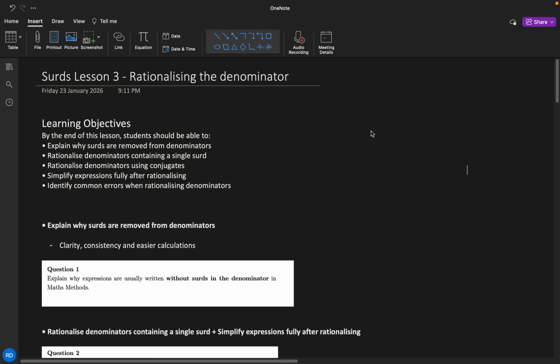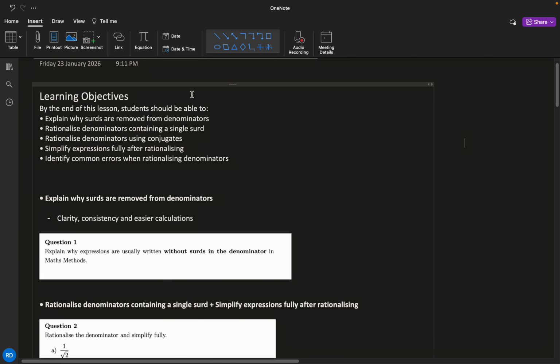Hey guys, we're just on our final surds lesson for today. So surds lesson 3, rationalising the denominator. As usual, I've put the learning objectives just up here in case you want to pause and read through them.